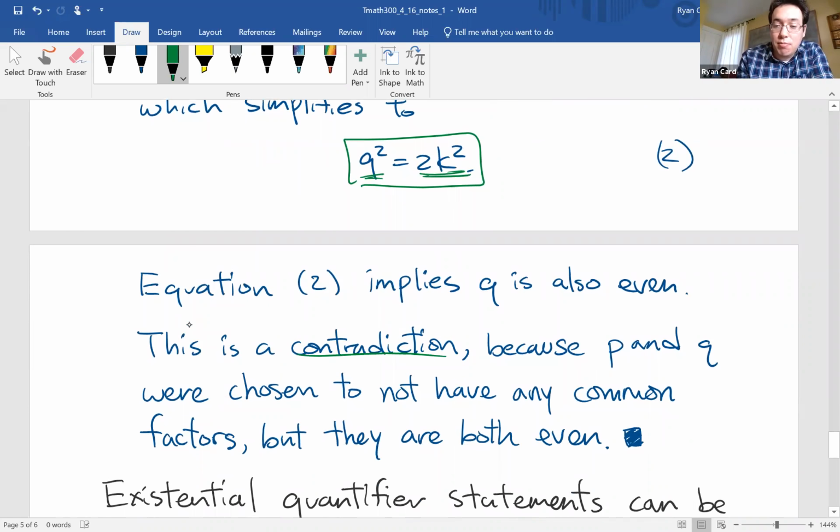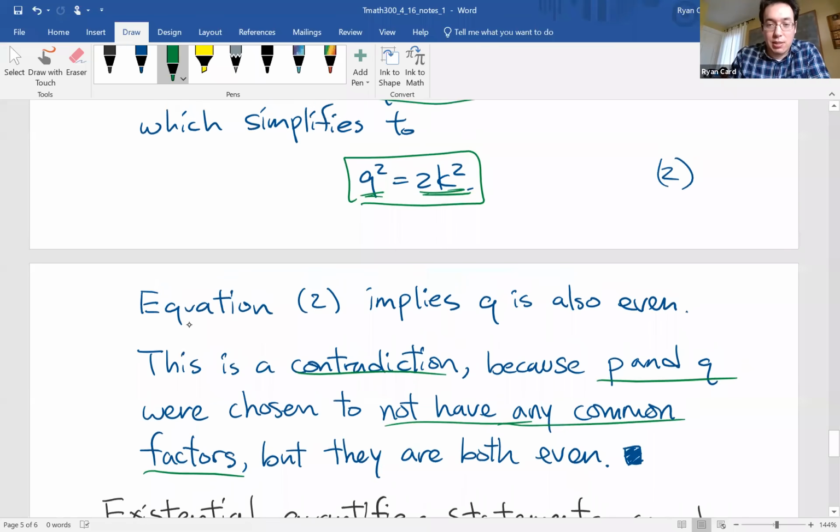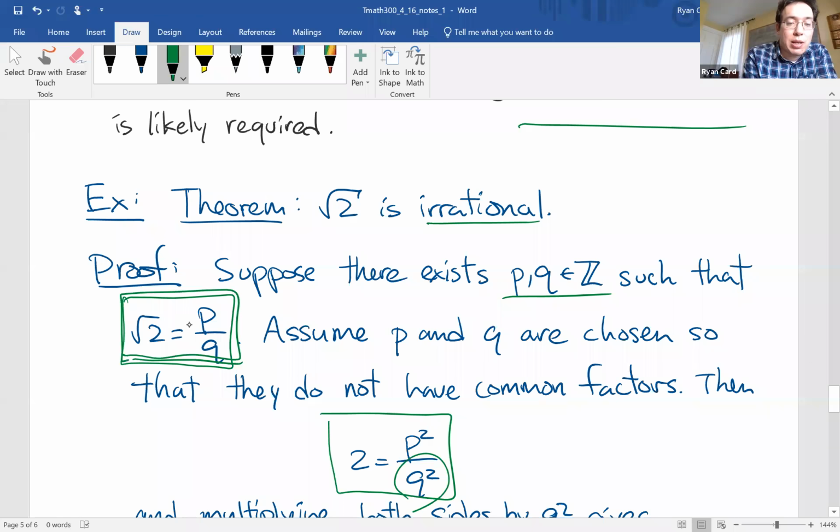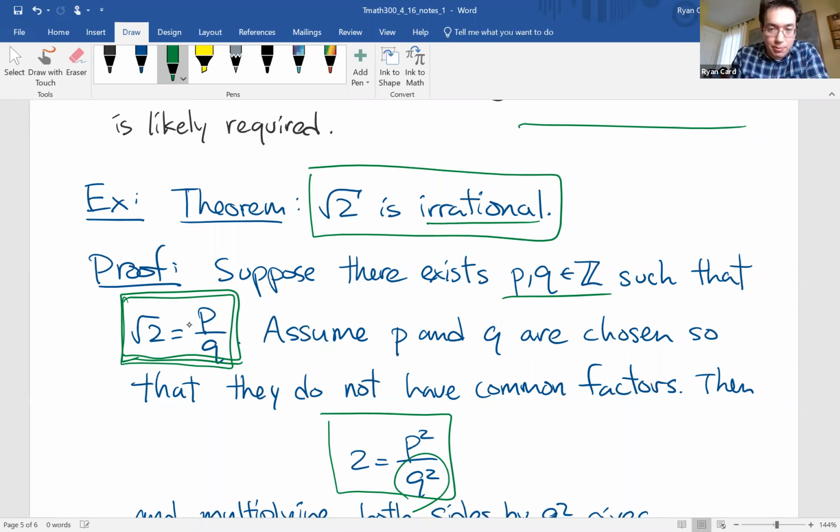But this is a contradiction because p and q were chosen to not have any common factors. No common factors because we reduced it. But that contradicts with the fact that we just deduced that they're both even. So they both have 2 as a common factor. So you can't have a common factor and not have a common factor at the same time. So this is a contradiction. And the only thing we assumed was that square root of 2 could be written as a ratio of 2 integers. So this must have been false to begin with. Therefore, square root of 2 is irrational.